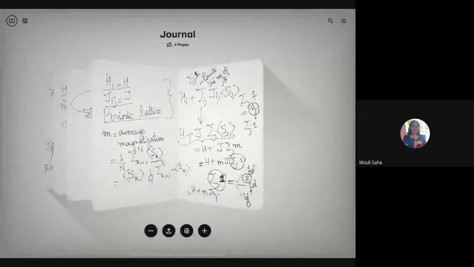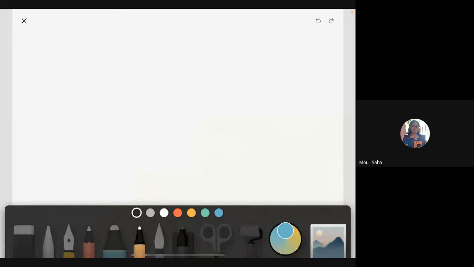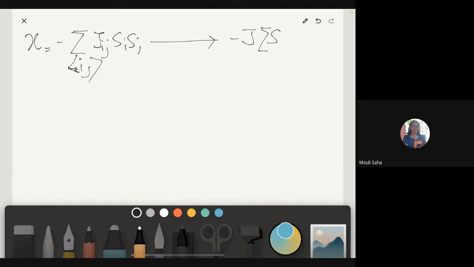So the most general Hamiltonian is minus the summation over ij of J_ij S_i S_j. And of course, a simplified situation is this one. And you can be on a 1D lattice or 2D lattice or 3D lattice or 4D lattice, whatever you want.